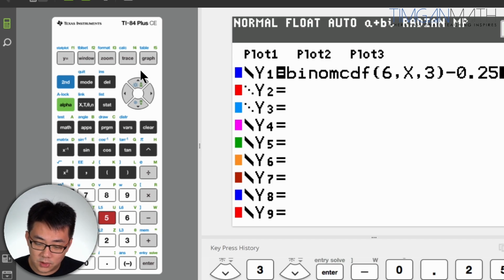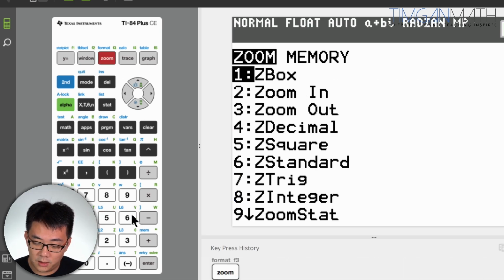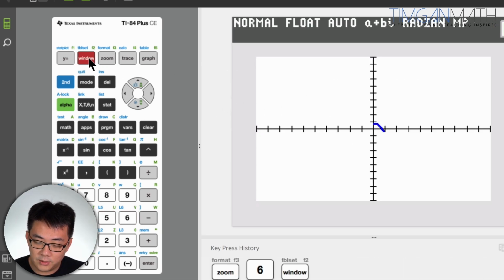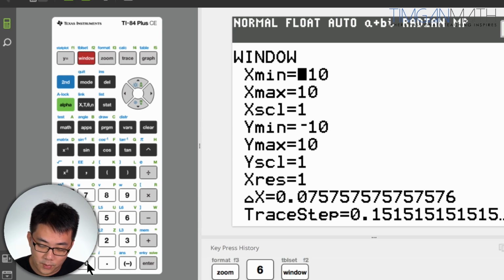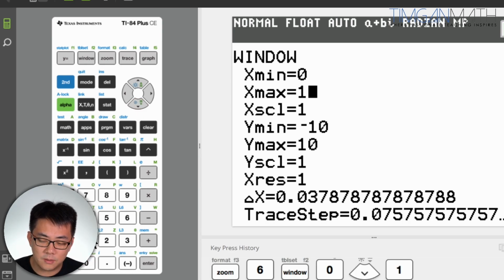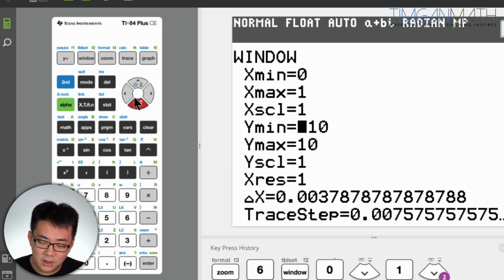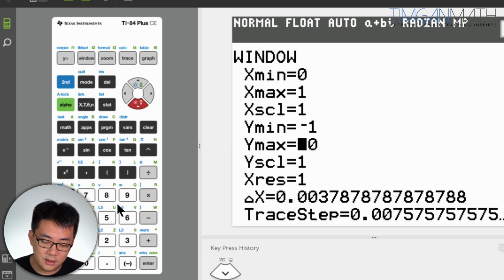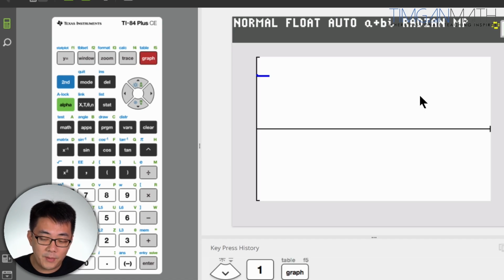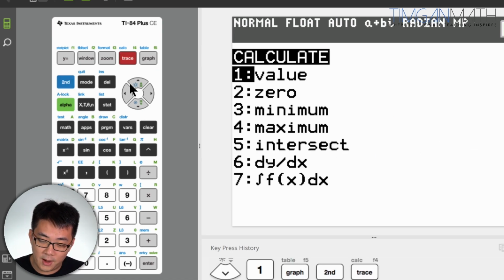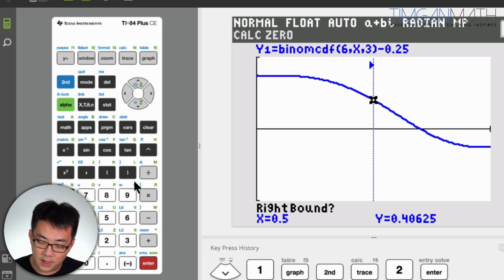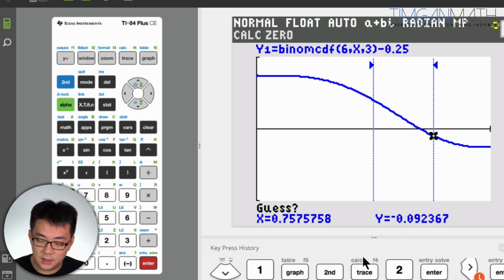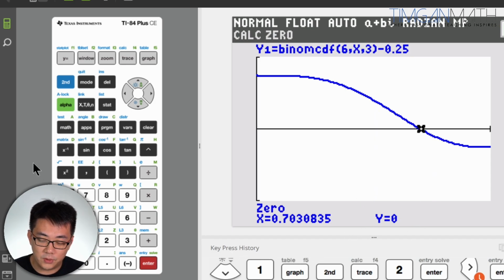Then what we're going to do is go to graph. Likely what you get is this. So what I'll suggest is x min put 0, x max put 1. Because x is your p, you are finding 0 to 1, the probability. So probability is 0 to 1, but for y min and y max you could just put -1 and 2 as well. So this is how you find it. Once you're done with that, just calculate the zero there, enter, and press enter as well. You get 0.703.